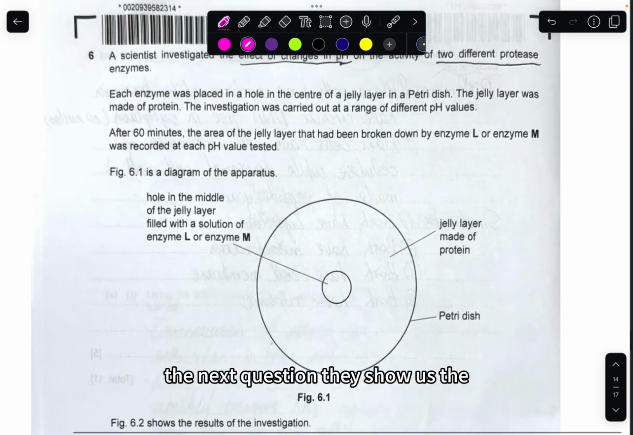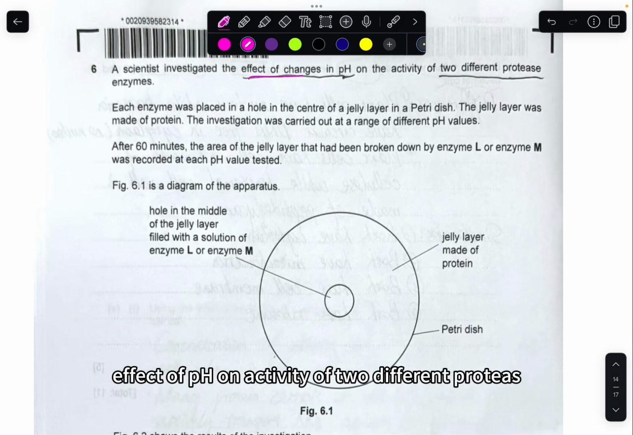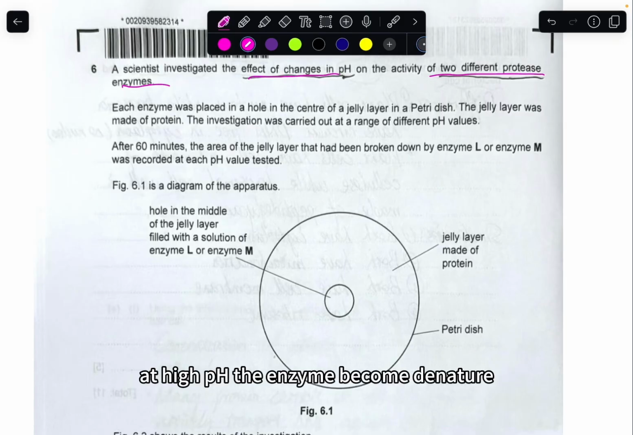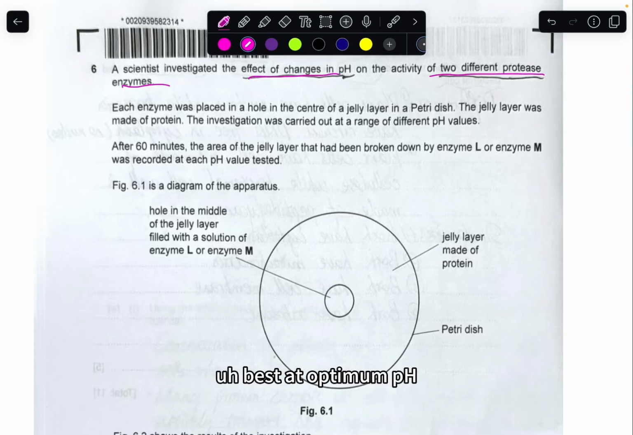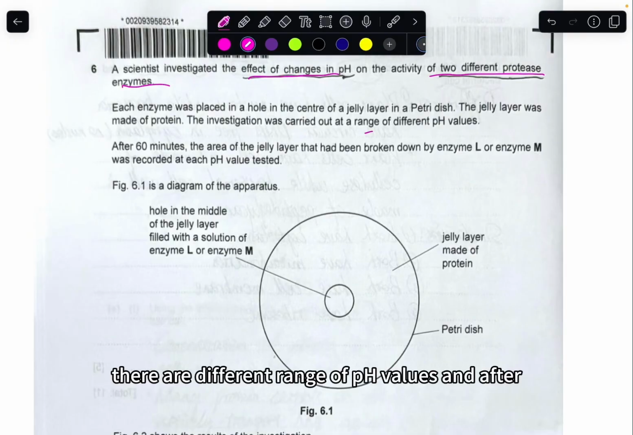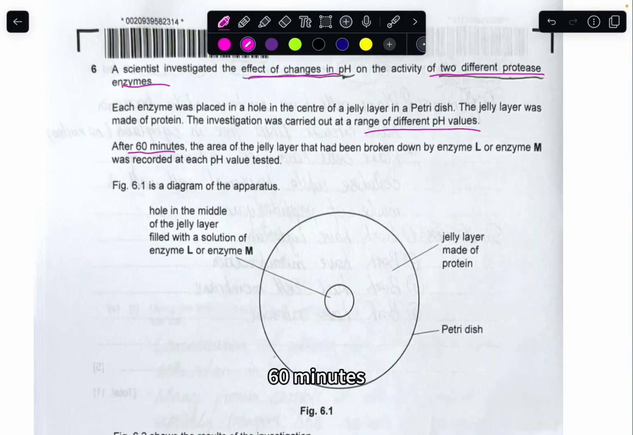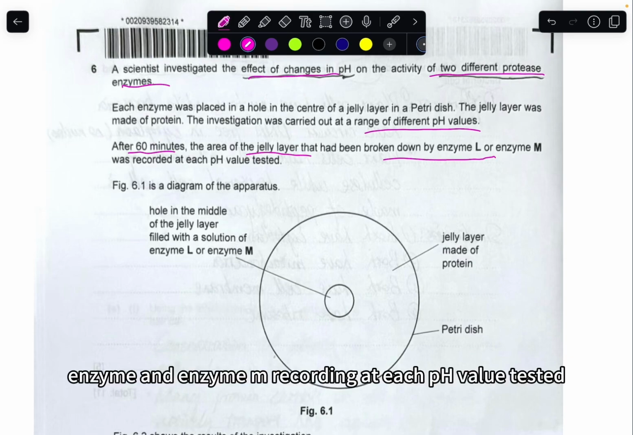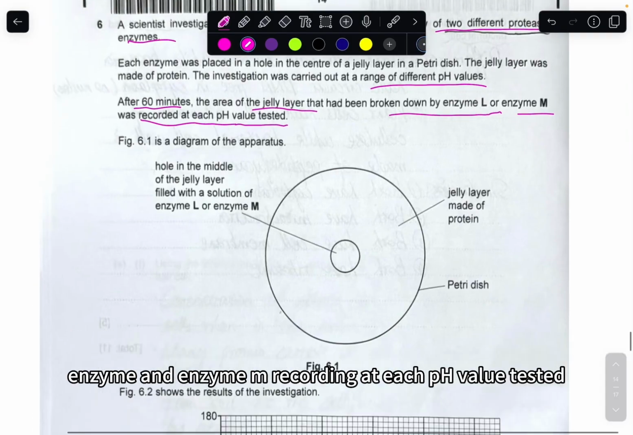The next question, they show us the effect of pH on the activity of two different protease enzymes. Remember, the effect of pH: at high pH, the enzyme becomes denatured. Enzymes work best at their optimum pH. There is a different range of pH values, and after 60 minutes, the area of the jelly that has been broken down by enzyme L and enzyme M is recorded at each pH value tested.